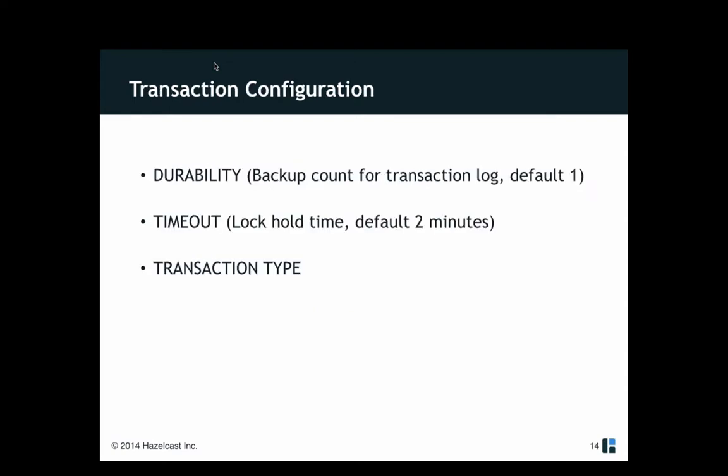So, transaction configuration. There are three things we need to think about when we configure our transaction. The last one, the bullet point said, which we've already looked at, is the transaction type. That's local or two-phase, and as we know, two-phase is our default, so we give you the maximum protection by default. Durability is the backup count for the transaction logs. By default, that's 1, but you can change that. And then there's the timeout, which is the lock hold time. By default, that's 2 minutes.